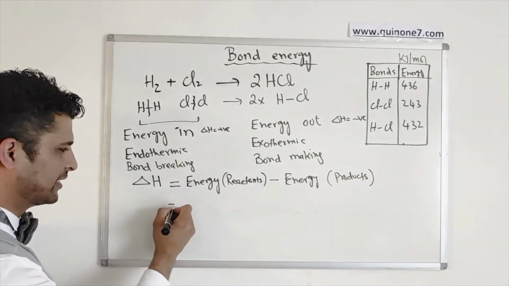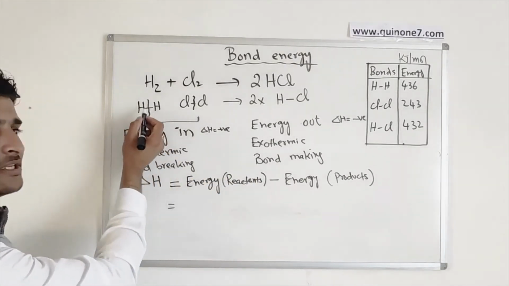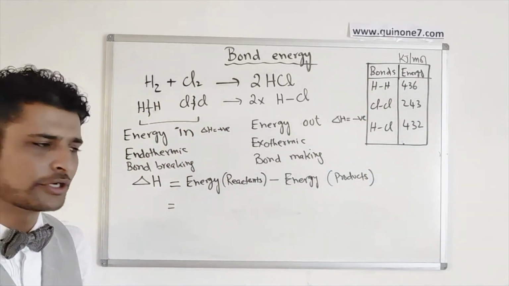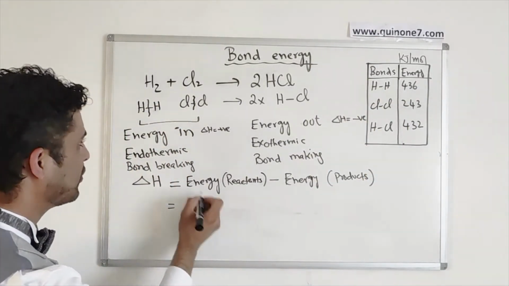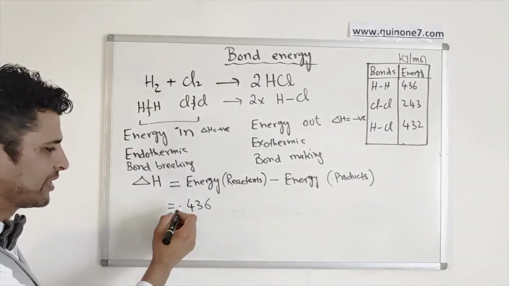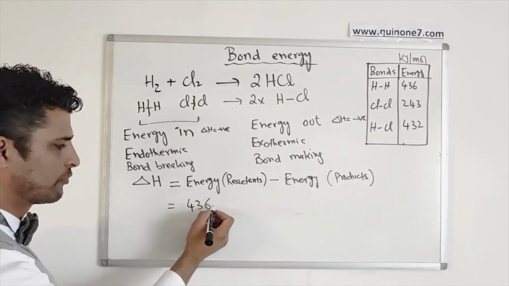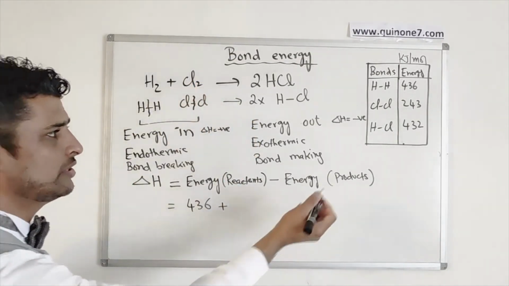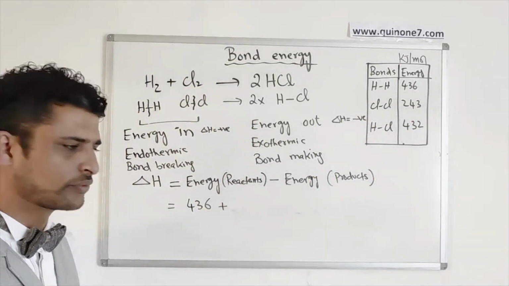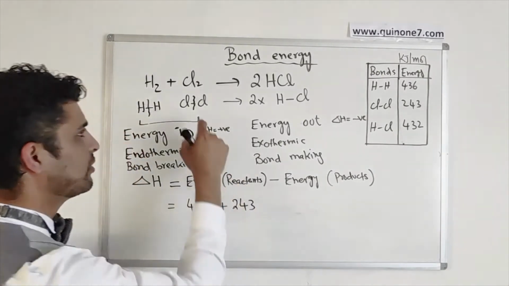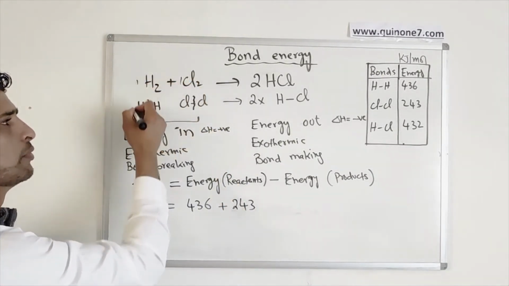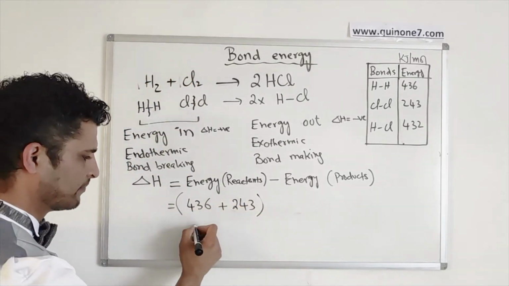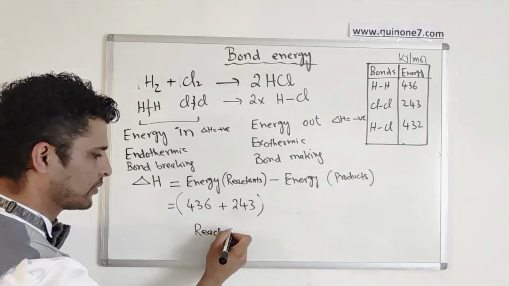Now, to calculate that, for reactants, to break these bonds, they always give you a table. To break the H–H bond, you need 436 kilojoules per mole of energy. Because it is only one molecule, I don't have to times it by anything, it's just 436. Plus, on the reactant side, you have another molecule called chlorine. For chlorine, you have 243 kilojoules per mole of energy. Because it is only 1 mole, I do not have to times it by anything. So this is the energy of the reactants.